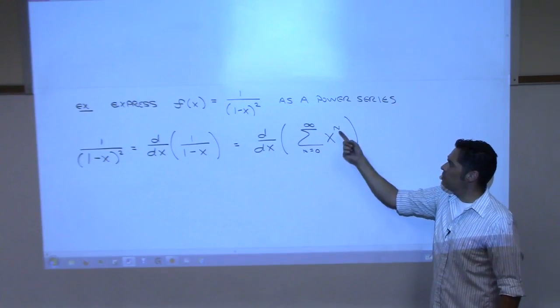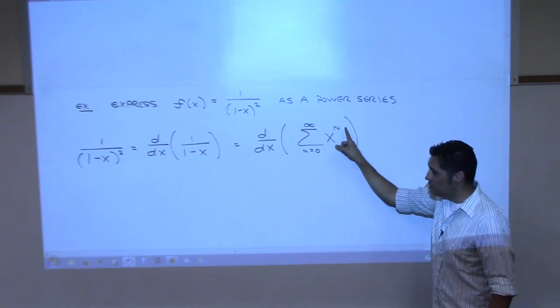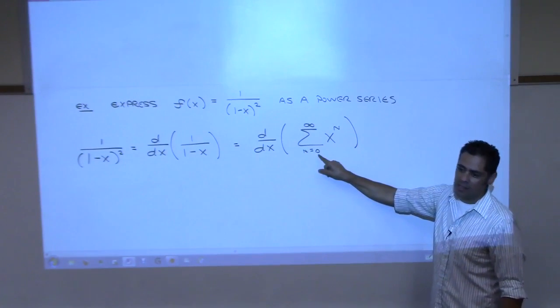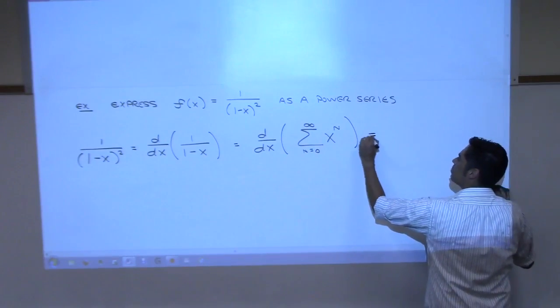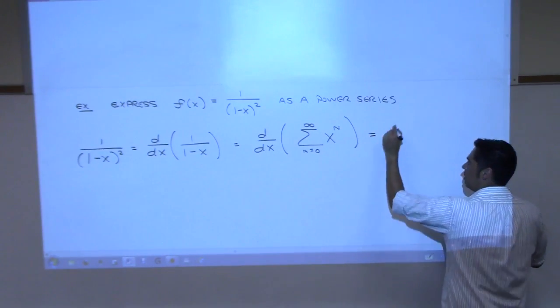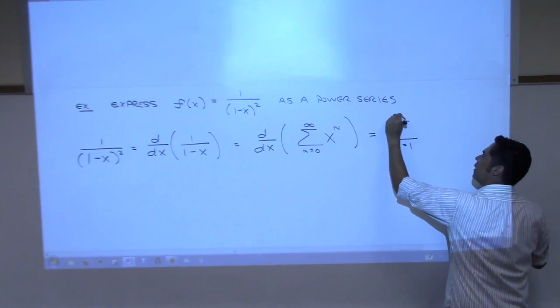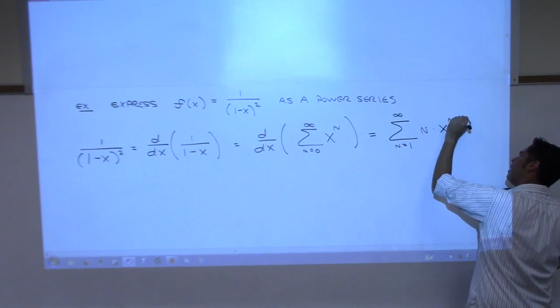All you have to do is take that n, drop it down, subtract 1, and change the n to 1. Right? So I'm actually taking the derivative now. A new series, n equals 1 to infinity, of n times x to the n minus 1.